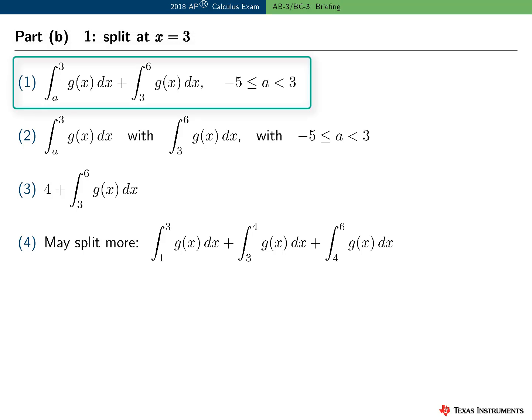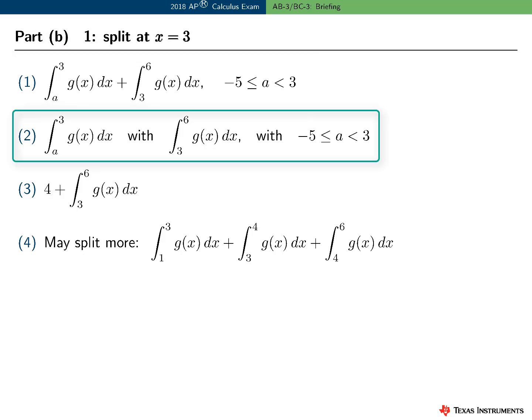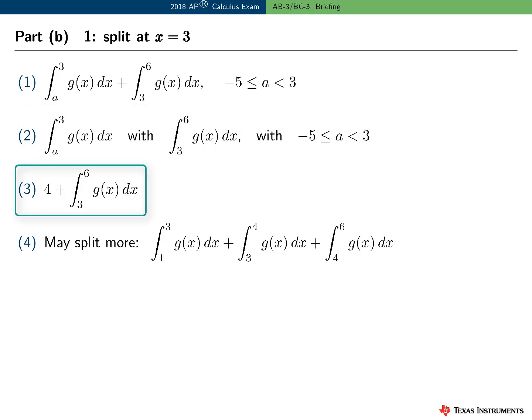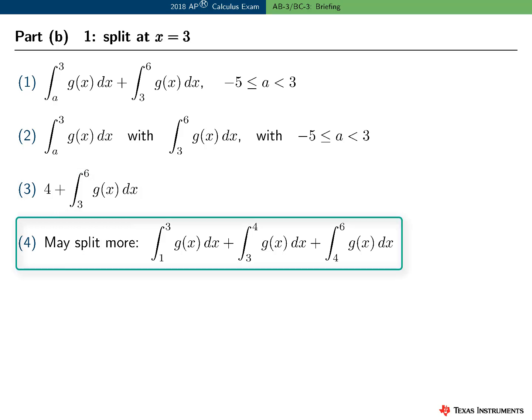Here, a must be a value between -5 and 3. And the two integrals do not need to be connected with an addition symbol. In example 3, the student has already computed the first definite integral. And in example 4, they may split the original integral into an additional expression.